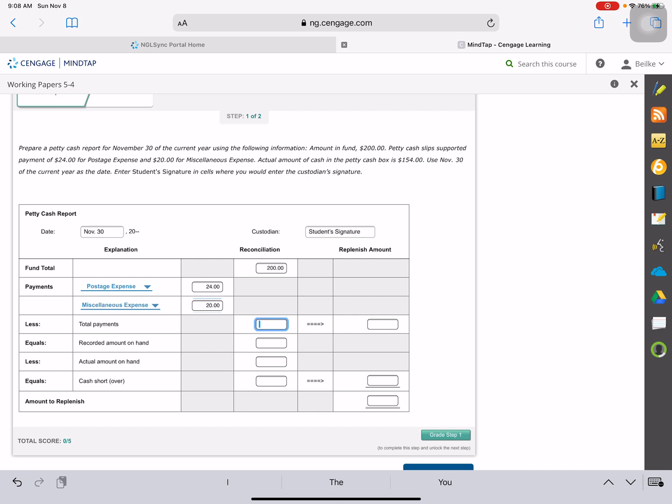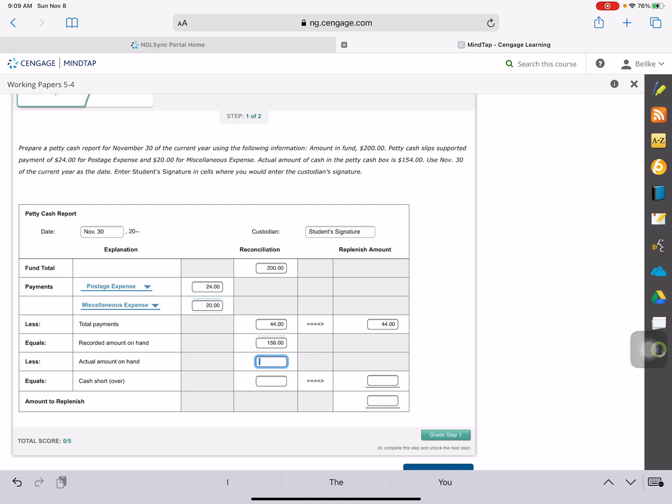Our total payments then, $24 for postage, $20 for miscellaneous. We end up with $44 in payments, and we will transfer that to our replenish column. This just summarizes all the totals. The recorded amount on hand is 200 minus 44, which is $156.